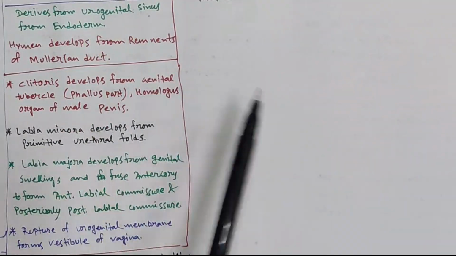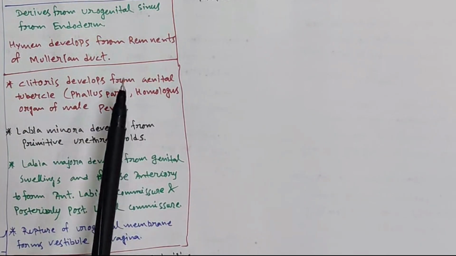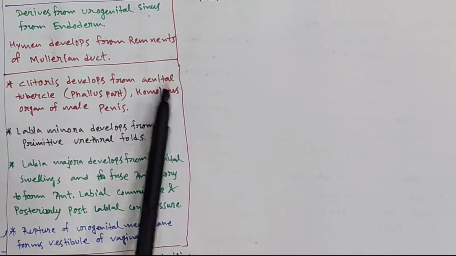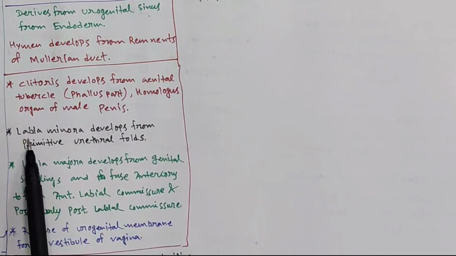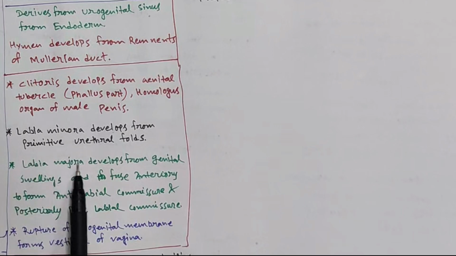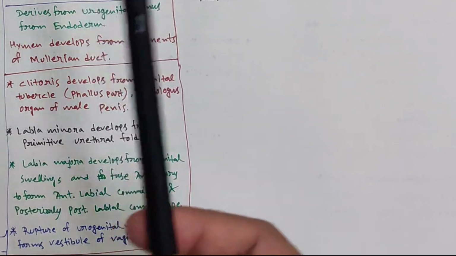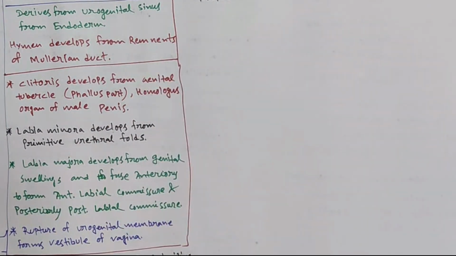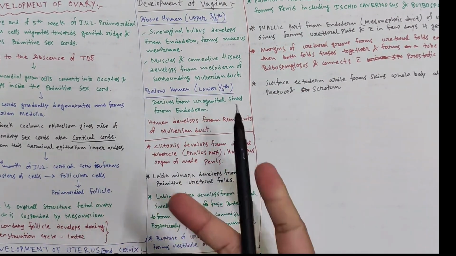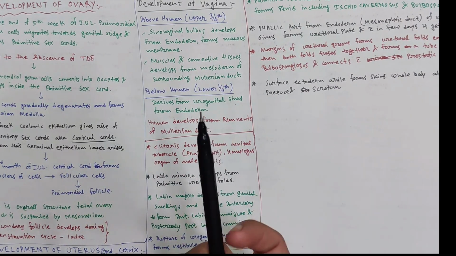That's it. Extra knowledge points: the clitoris develops from the genital tubercle, the phallus part. What is the phallus part? I told you in my earlier videos. So, the clitoris is a kind of homologous organ of the male penis. That's it. The labia minora develops from the primitive urethral folds. That's it. The labia majora develops from the genital swellings and it fuses anteriorly to form the anterior labial commissure, and it fuses posteriorly to form the posterior labial commissure. So all these structures, normal anatomy, you already know because I told you in my earlier videos of anatomy. You did not see those videos, it's your fault, not mine.